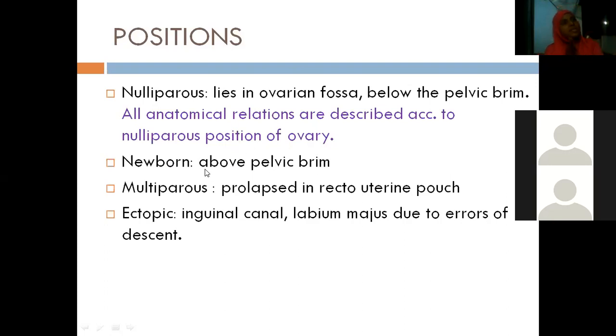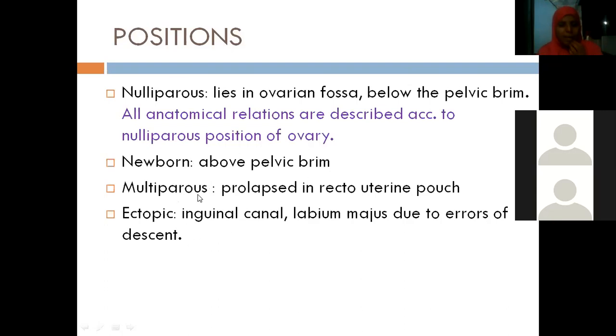Yesterday, when we were discussing the age changes of the uterus, I told you the fundus lies above, no? The cervix lies in the true pelvis, the lesser pelvis, whereas the fundus and body of the uterus lie in the greater pelvis, the false pelvis. At the lateral borders of the fundus we have the fallopian tube, behind which we have the ovaries. That's why the position of the ovary in the newborn is above the pelvic brim.